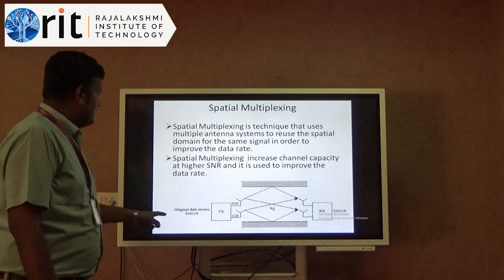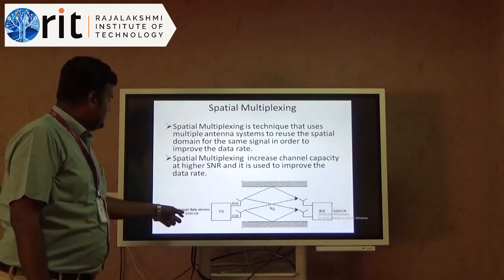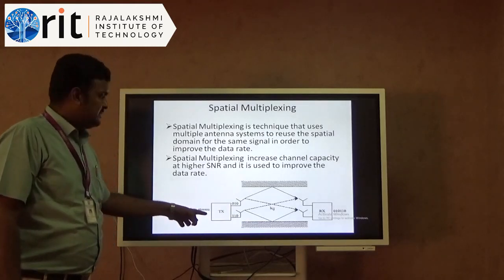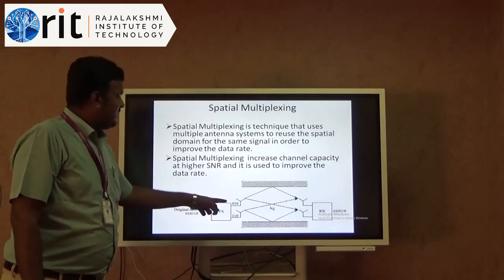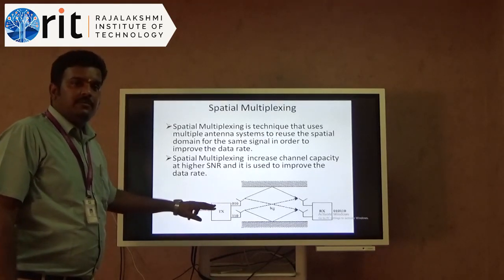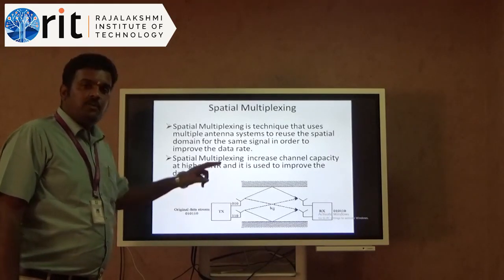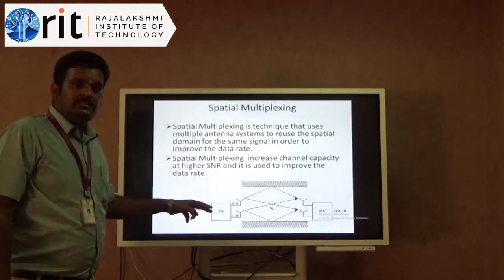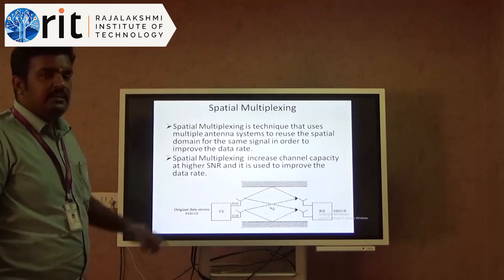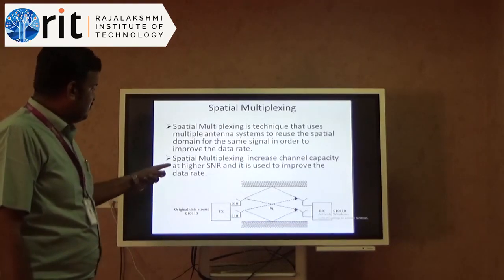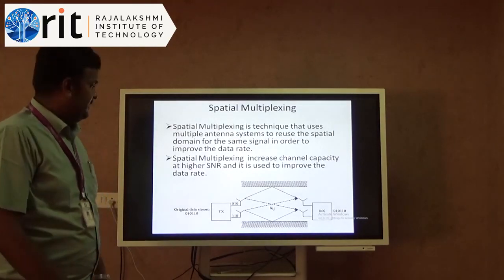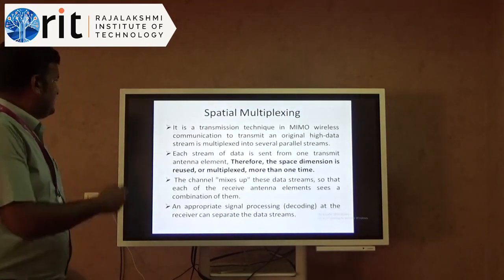So if you consider spatial multiplexing, it takes the original data stream and divides it into two parallel streams, and both antennas are used to transmit different parallel streams. So the spatial domain is reused several times here. Here it is reused 2 times, and at the receiving antenna, the different versions of signals are combined and the original signal is brought back. So it is explained here.